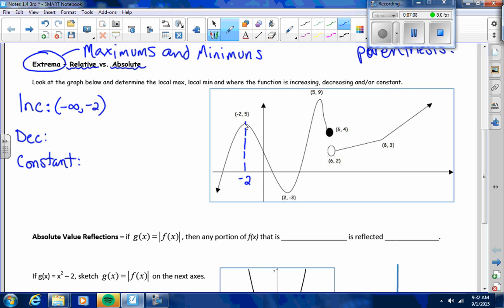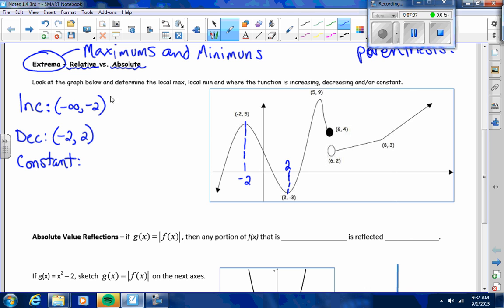Now at negative 2, what's happening to the graph? It's decreasing. So on my decreasing line, it starts decreasing at negative 2. Where does it stop decreasing at? At positive 2. So here's the next change, and that's happening at positive 2. Now what change is made at positive 2? It's going back to increasing.